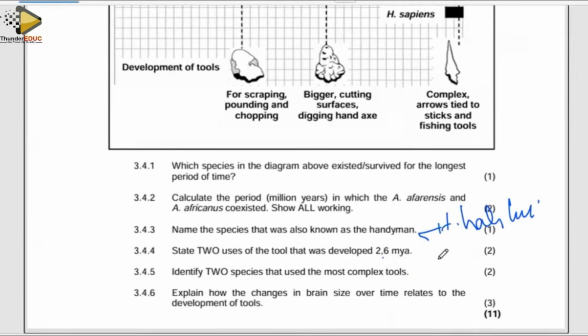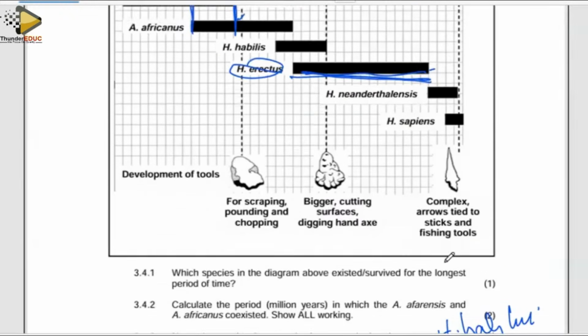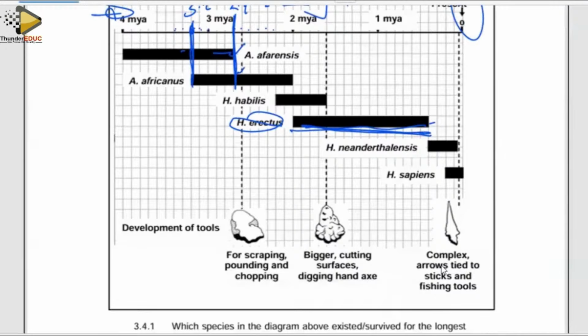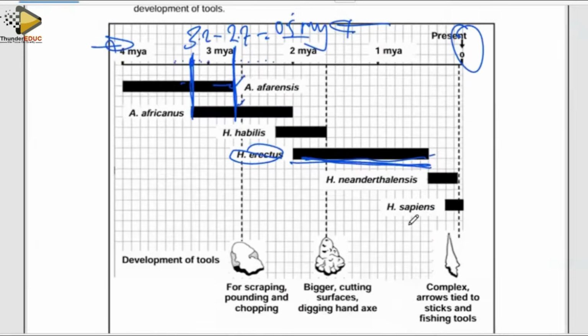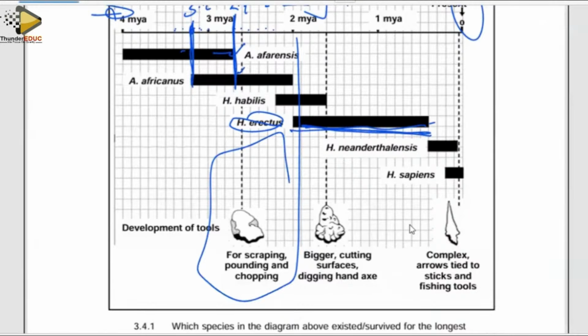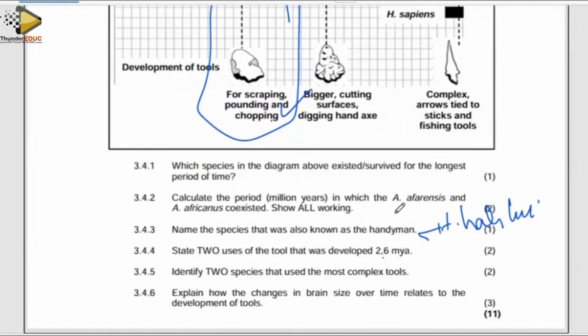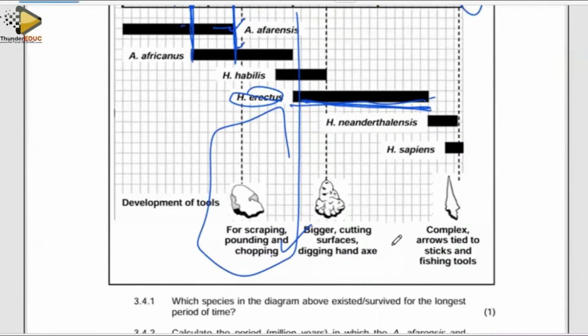So when you come back here, we see state 2 uses of tools. What did they use? Check here. They say complex tools, arrow used to stick and fish. Then here for digging and axe. Okay. Scraping. What did they say here? Name 2 uses of tools that were developed. 2.5, 2.6 million. Oh, it is here. So it's these tools, which is for scraping, pounding, and chopping. Yes, so it means that they only wanted 2 answers there. Please, when it comes to this, you have to be applicable in that thing.